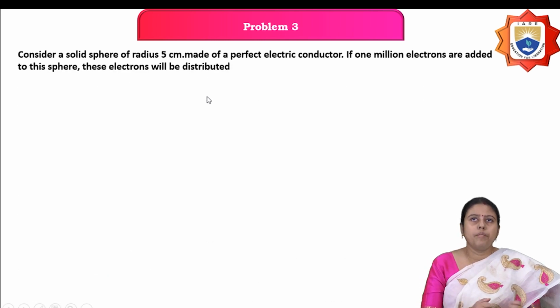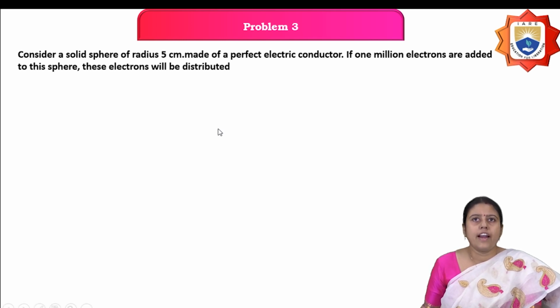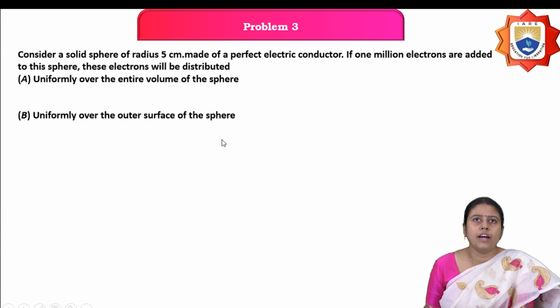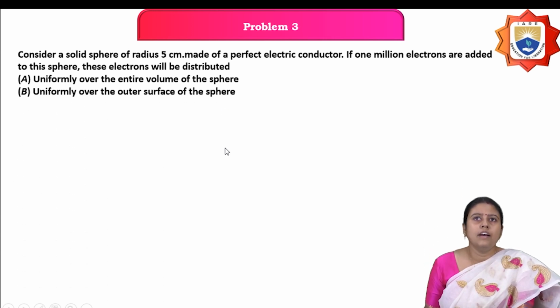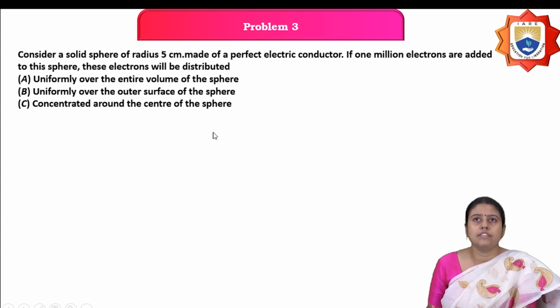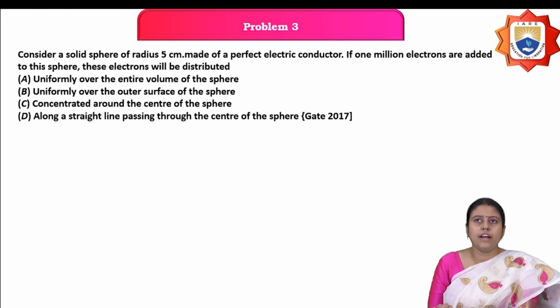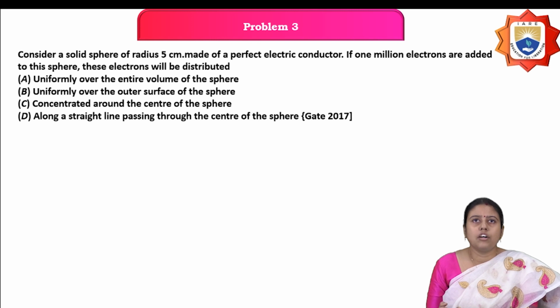Now we are moving to problem 3. Consider a solid sphere of radius 5 centimeter made of a perfect conductor. If 1 million electrons are added to the sphere, these electrons will be distributed: A, uniformly over the entire volume of the sphere; B, uniformly over the outer surface of the sphere; C, concentrated around the center of the sphere; and D, along a straight line passing through the center of the sphere. This question came in the GATE 2017.